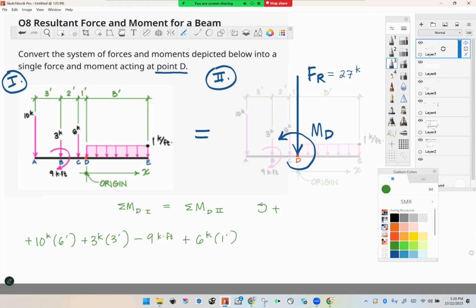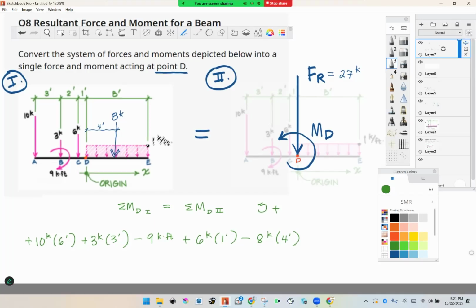Last term, I'm going to do an intermediate step in my head. I'm going to convert this 1 kip per foot times 8 feet into 8 kips, and measure that over from here to here as 4 feet. Once I've made that equivalent system, I'm no longer paying attention to that line. So I convert it to a concentrated force and add that term to our equation: 8 kips times 4 feet, and that one is going to be negative.